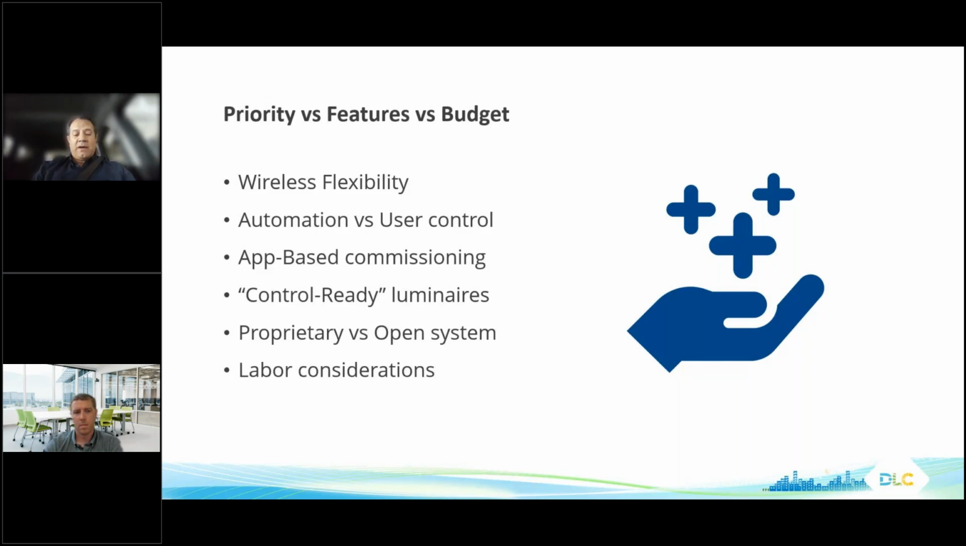Along with that, are we going to be using a proprietary system or a system that allows other manufacturers to play together? That's something we need to keep in mind. And then also labor considerations with respect to controls. If you're going to be chasing EPACT 179D, or if we have a prevailing wage or union environment, that can absolutely affect the budget. Next slide, please.